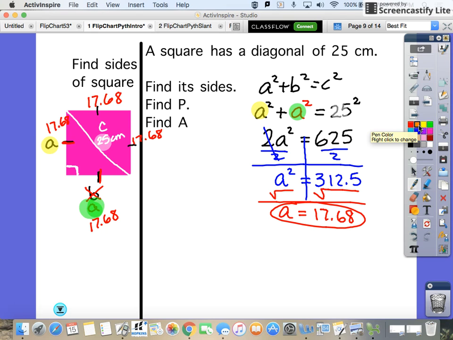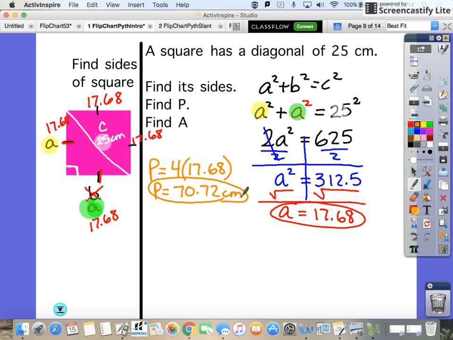Second thing we have to do is find the perimeter. So the shortcut to do this, since it's 17.68, 17.68, 17.68, is to do 4 times 17.68. If you want to, you could do 17.68 plus 17.68 plus 17.68 plus 17.68. But even saying it is exhausting. So I'm going to do 17.68 times 4, and I get 70.72 centimeters. I should label this because this one has labels on it.